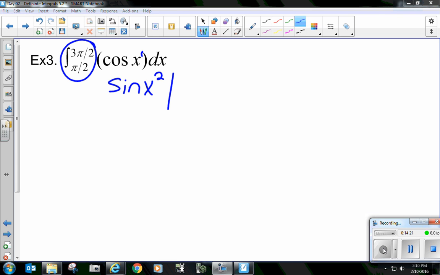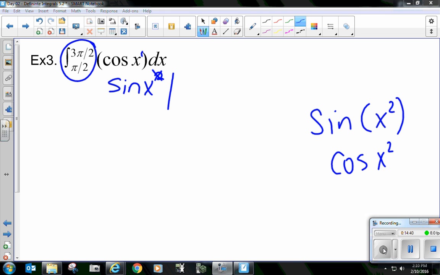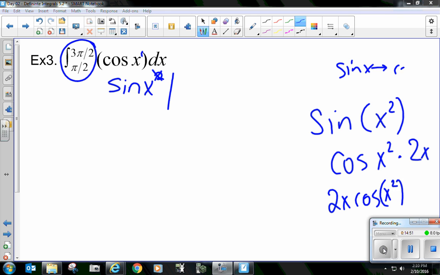That's sine of x. If you ever come in and you're not sure, well, what happens if I took the sine of x squared, or even, what happens if I did the sine of this? The derivative would be cosine of this times the derivative of the inside, right? So it would be 2x cosine of x squared. That's not what you started with. The derivative of just the sine of x would give you cosine of x. That's what you have, so that's what you want to go back to.